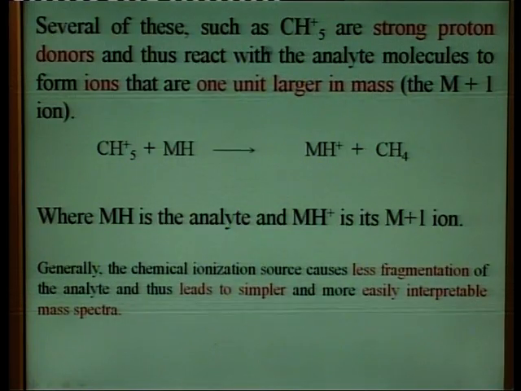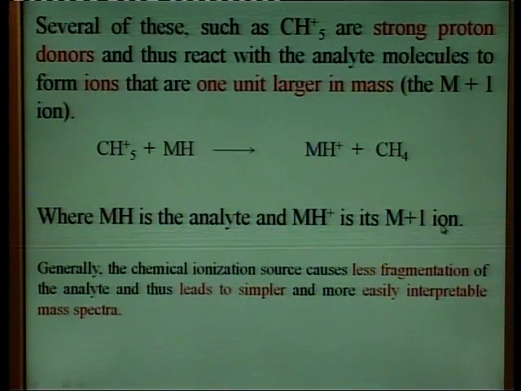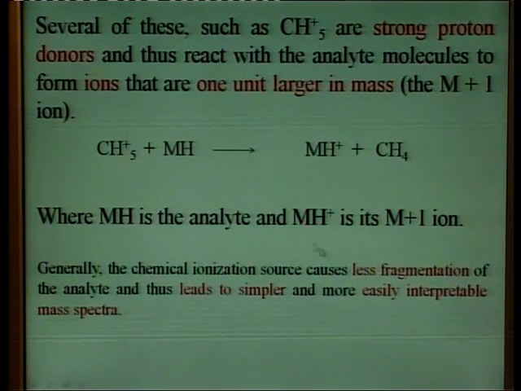Now this is the example. When methane gets bombarded with electrons, it forms this species, which is a strong proton donor, and when it combines with the sample, it forms the ion. This is the M+1 molecular ion. So MH is the analyte and MH+ is its M+1 ion. Generally, this chemical ionization source causes less fragmentation, because in this case bond rupture is not so prevalent, and it leads to simpler and easily interpretable mass spectra.